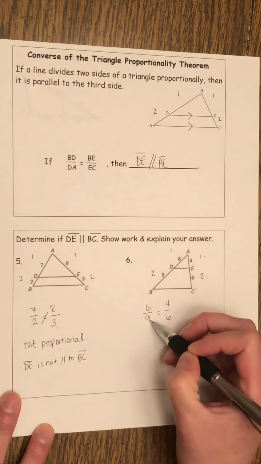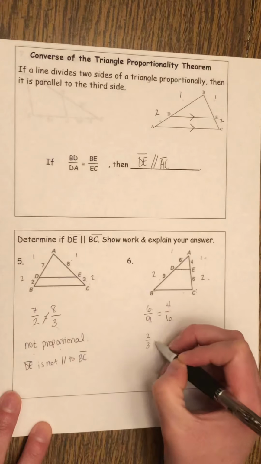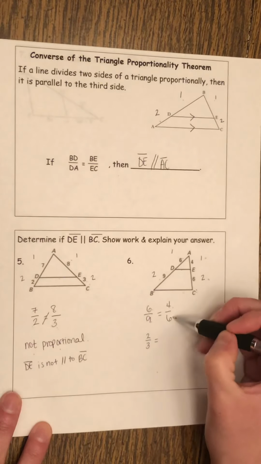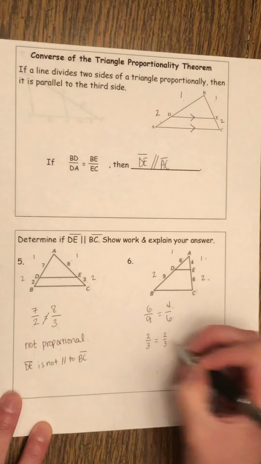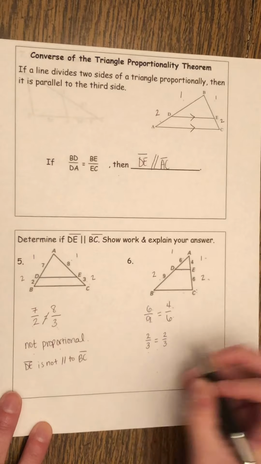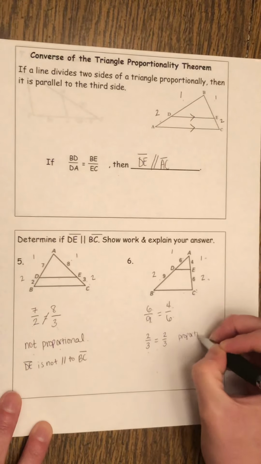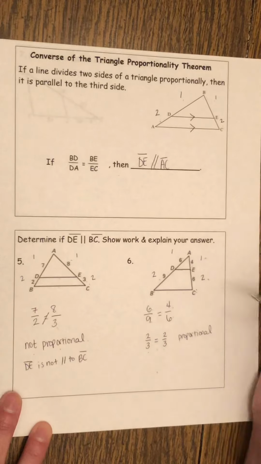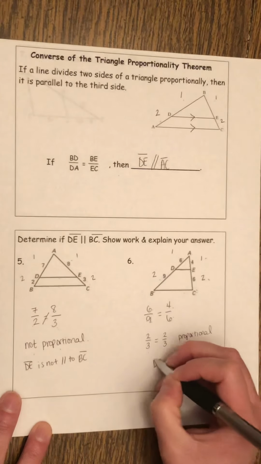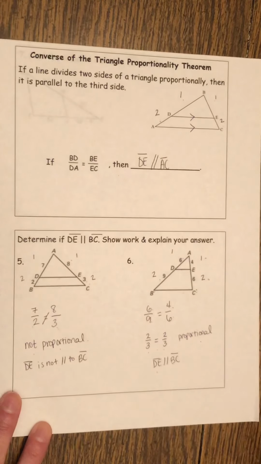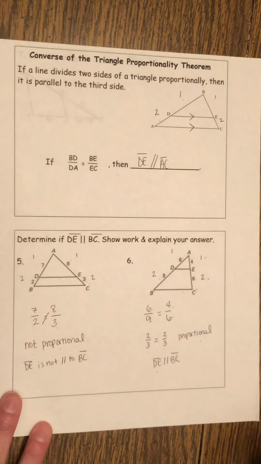So I can simplify 6 over 9. If I divide out a common factor of 3, I'll get 2/3. I can simplify 4 over 6. Both numbers, top and bottom, have a common factor of 2. So if I divide those out, I will get 2/3. Since 2/3 does equal 2/3, DE does split the two sides of the triangle proportionally. These are proportional because they simplify to the same ratio. So we would say that DE is parallel to BC.